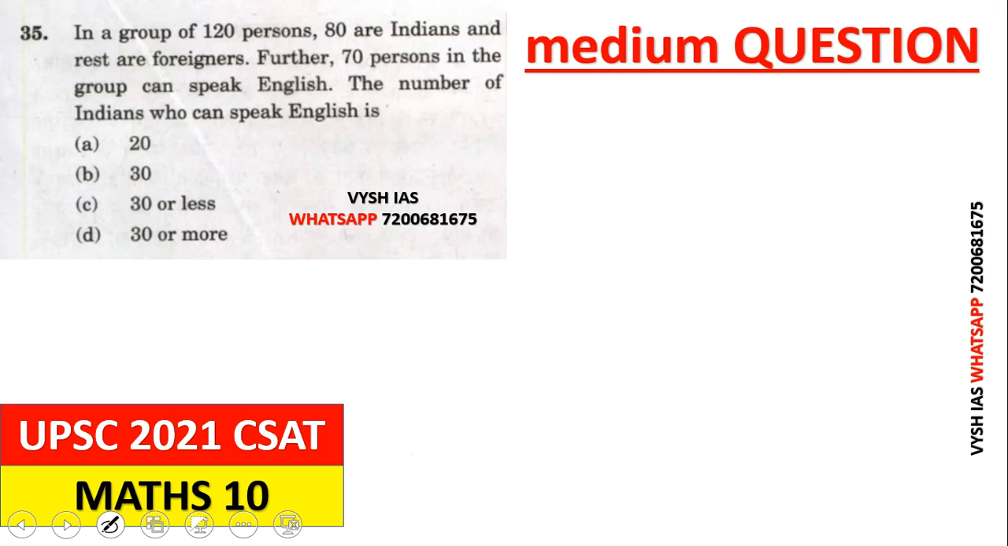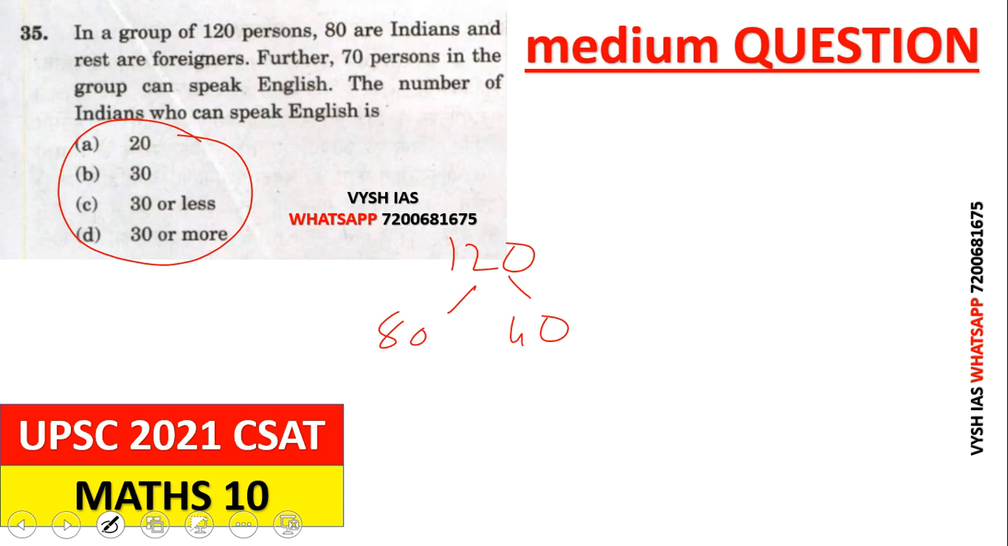Now the next one. Same as that foreigners question, it is a simple one, but here it is a little bit different. The options, if you see, are not an exact number, they want just a range. In a group of 120 people, there is not even a percentage, they have directly given 120 people, there are 80 Indians and the rest are foreigners. Now further, 70 persons in the group can speak English.